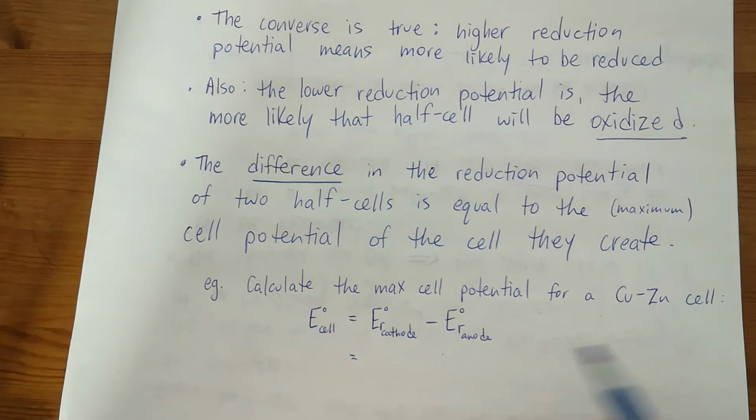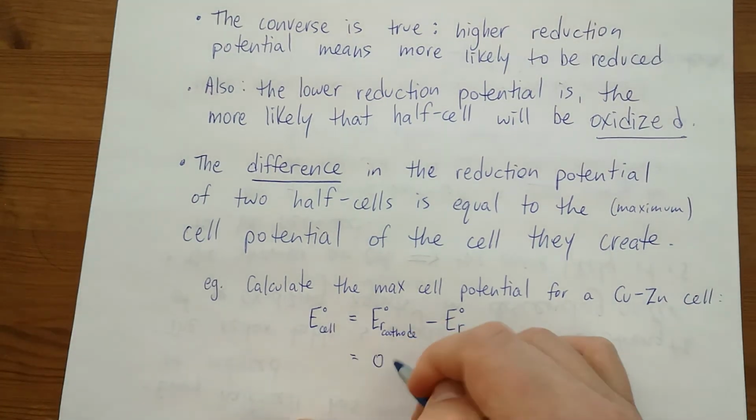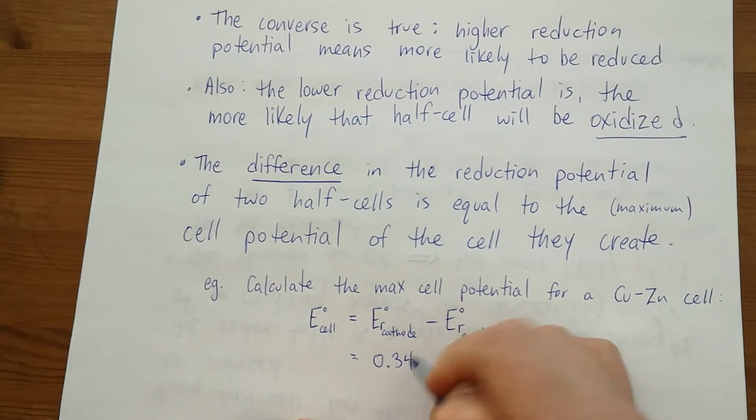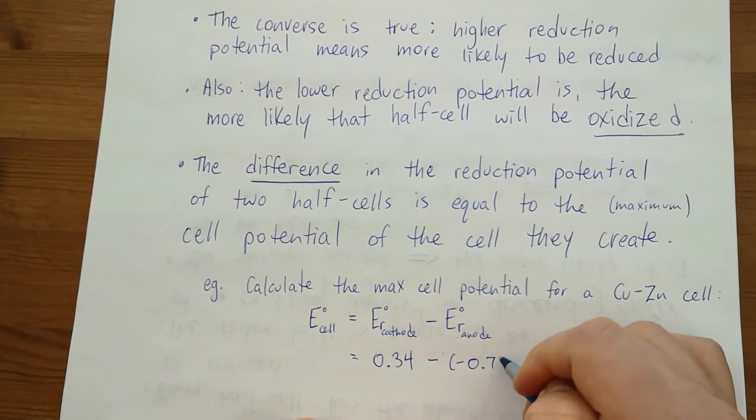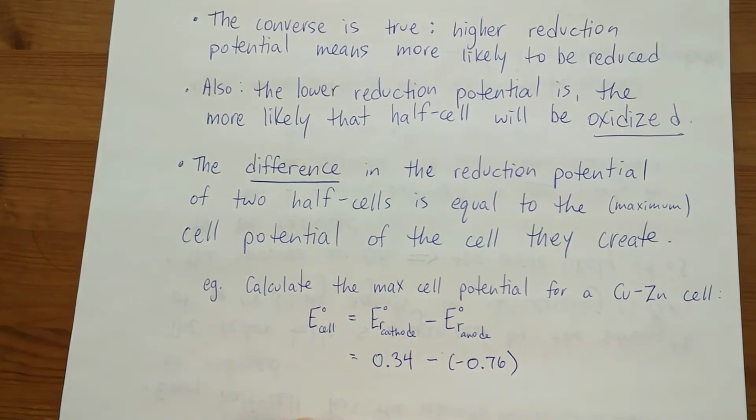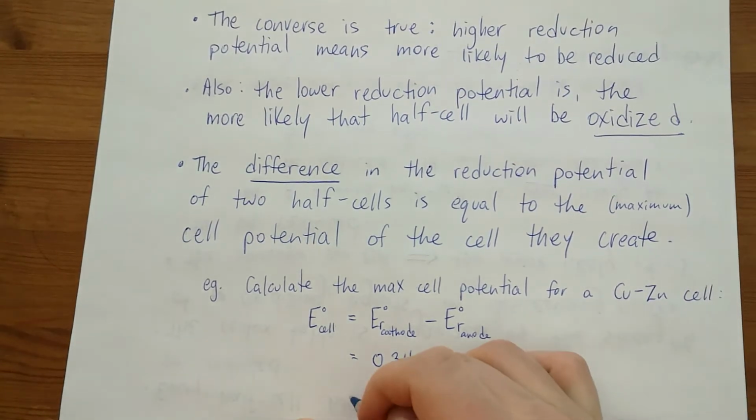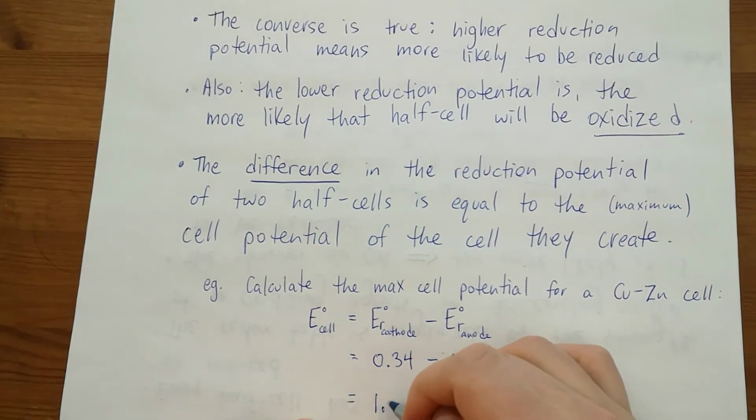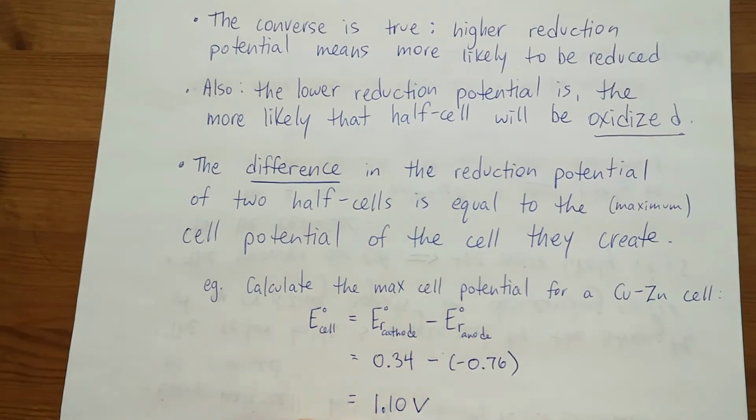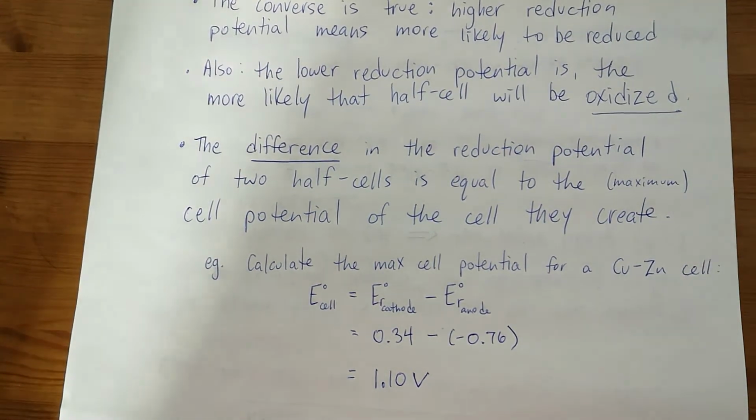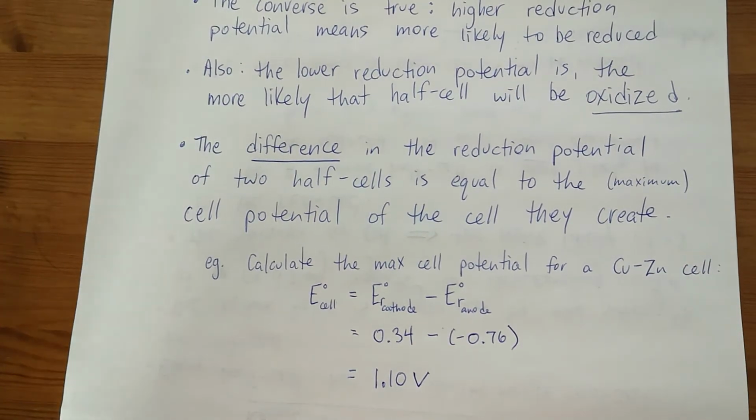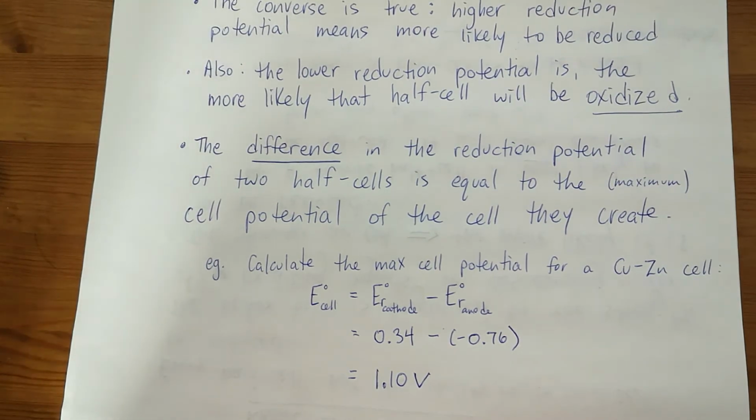All right, so we looked that up already. The copper was 0.34. The zinc was negative 0.76. If you subtract those, you'll get 1.10 volts. Okay, in my really rudimentary cell with an old ugly piece of zinc connected to the copper, I was getting just under 1 volt. Okay, so again, this is the maximum value we could get.